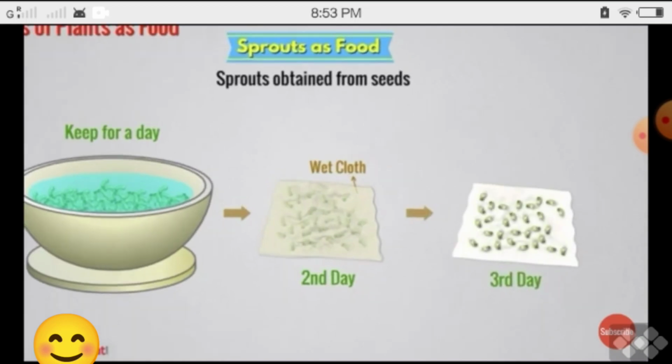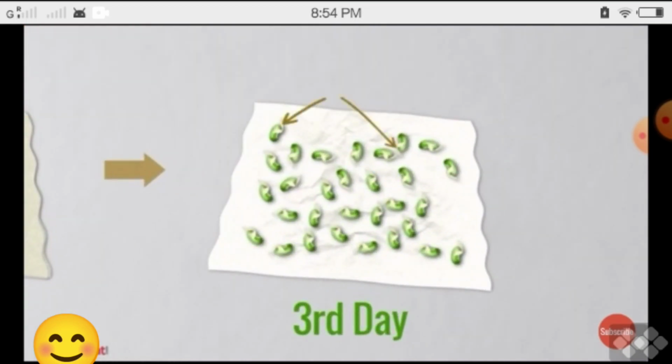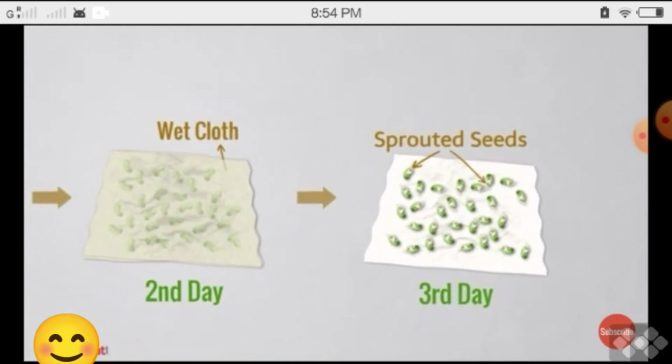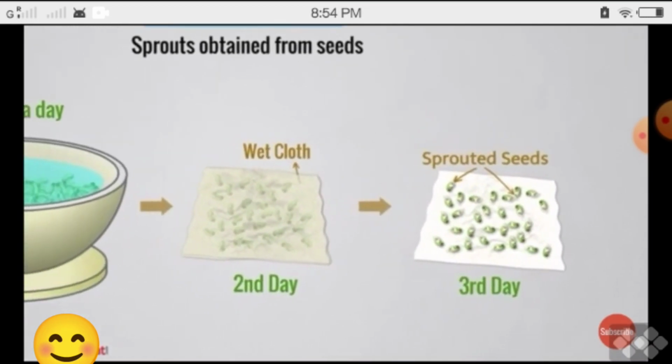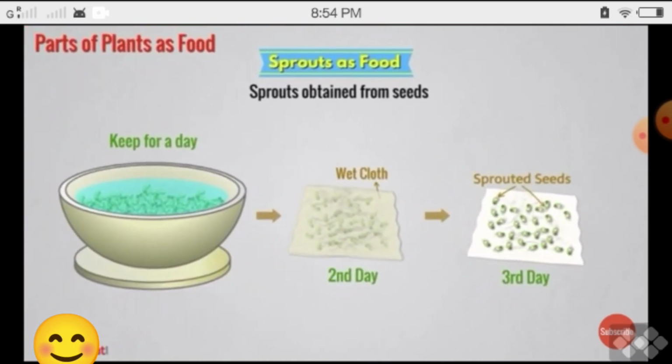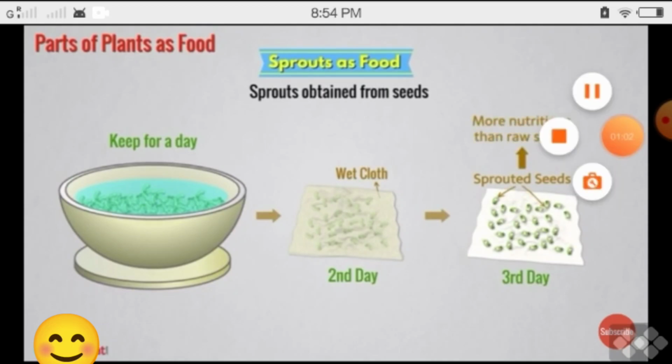After a day, you will see white structures coming out of the seeds. Here we say that the seeds are sprouted. If you did not find the structures, wash the seeds with water and keep them covered in a wet cloth for the next day. The sprouted seeds provide much more nutrients than raw seeds. So can you now help your mother to make delicious dishes with the sprouted seeds?